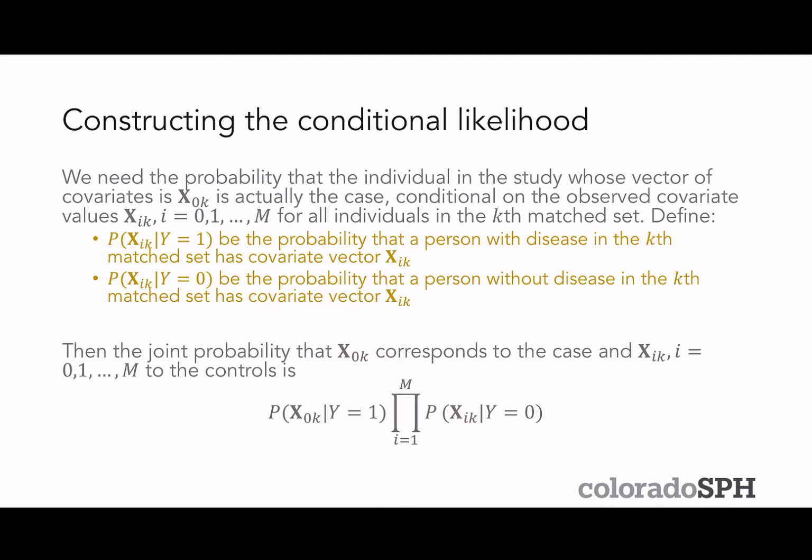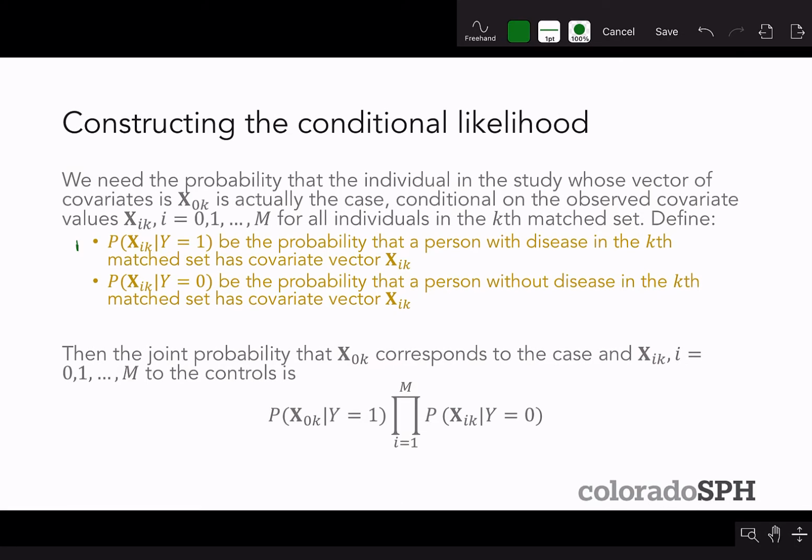So for the conditional likelihood, we need the probability that the individual in the study whose vector of covariates x_0k is actually the case, conditional on the observed covariate values for all of the other individuals in the kth matched set. And so here we defined P(x_ik | y = 1) to be the probability that a person with disease in the kth matched set has covariate values x_ik, and P(x_ik | y = 0) to be the probability that a person without disease in the kth matched set has that same covariate vector.